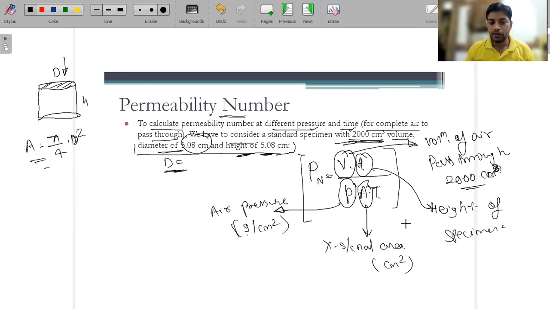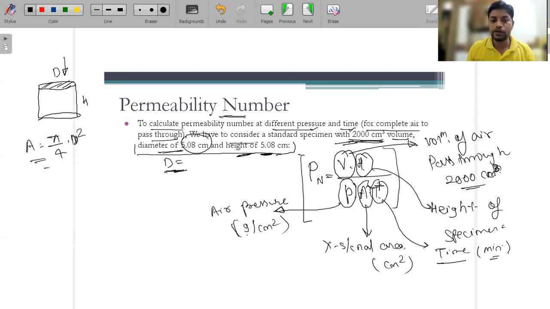Then t is basically the time, the time to pass the air during the experiment. That is always calculated in minutes. So if it is given in seconds, then we just convert it into minutes.